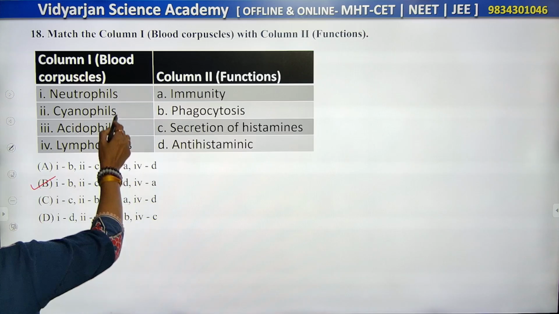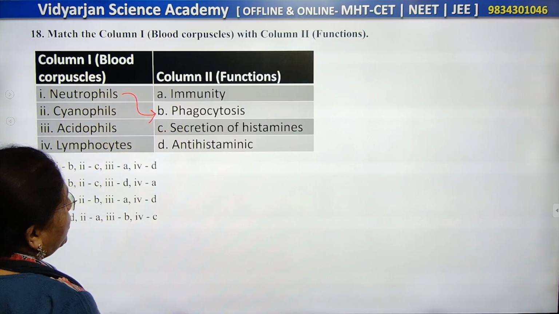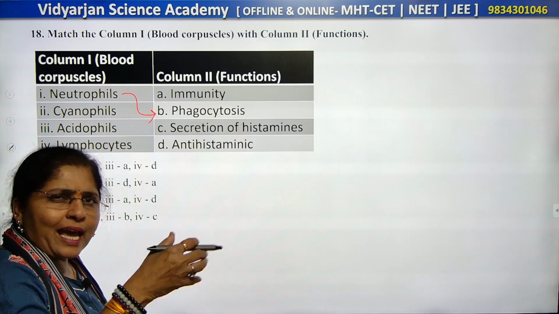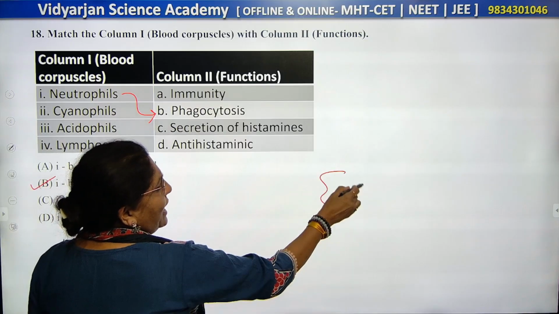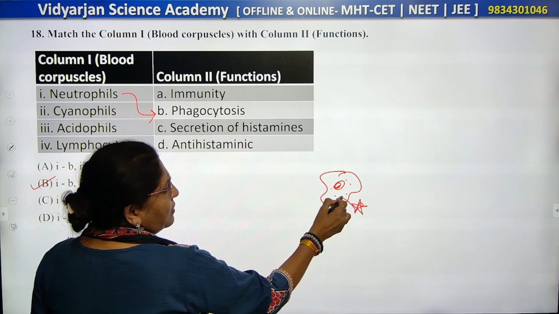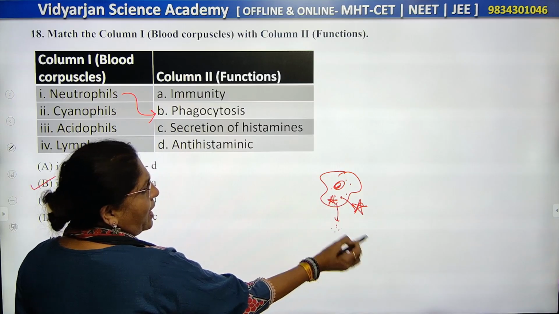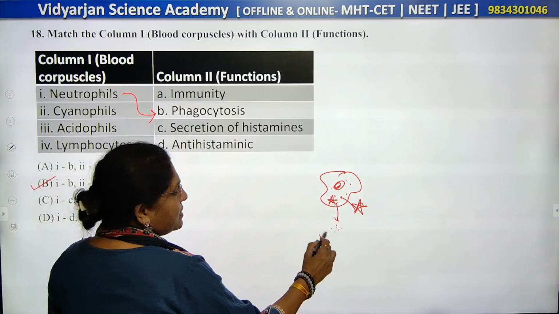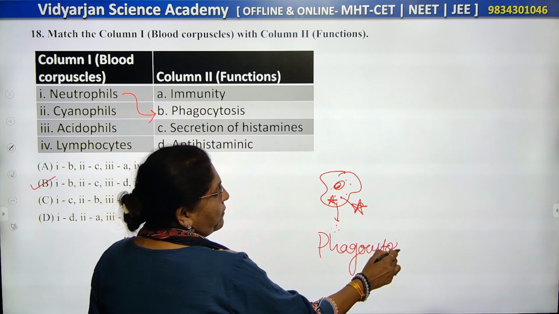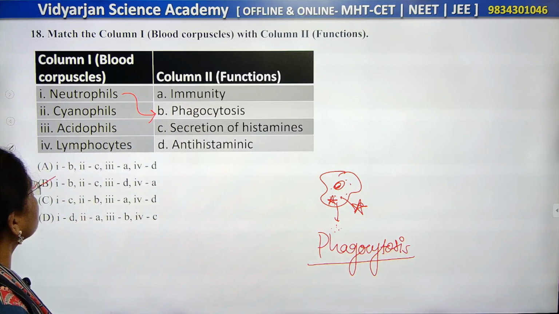What are neutrophils? Neutrophils are there for phagocytosis. Phagocytosis means attacking the pathogen, engulfing the pathogen. If this is the neutrophil, it will capture the pathogen, crush the pathogen and throw it out. So this is called phagocytosis. Phagocytosis is not new for you, you know the function.